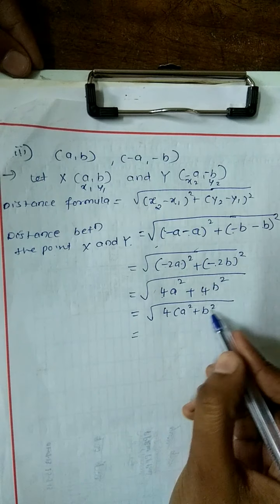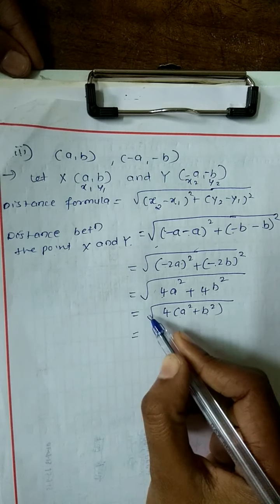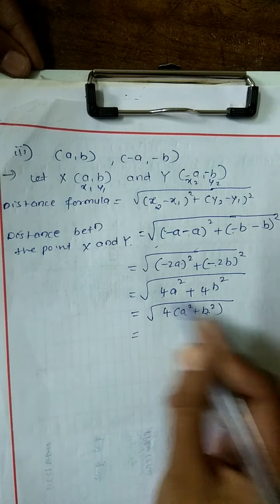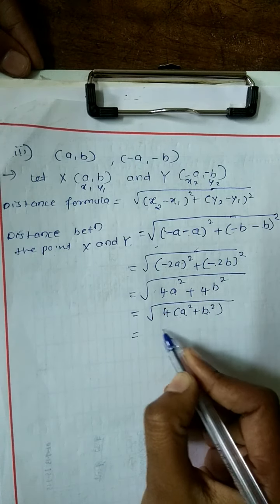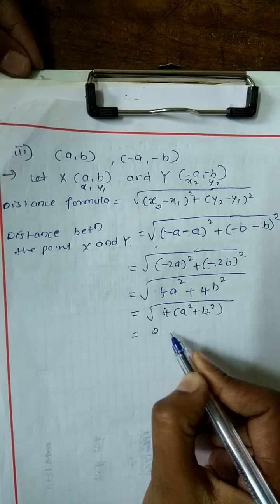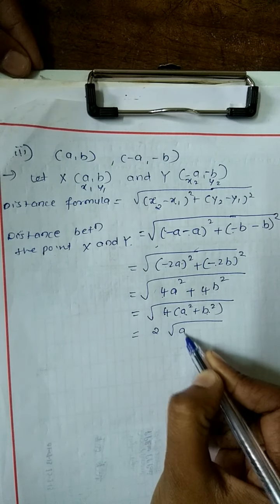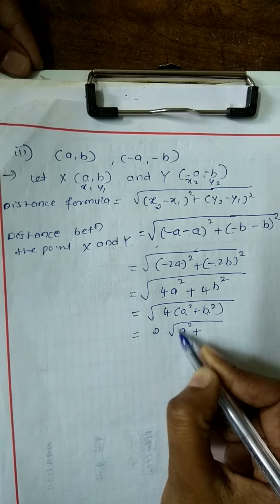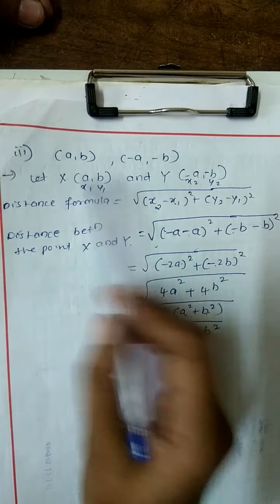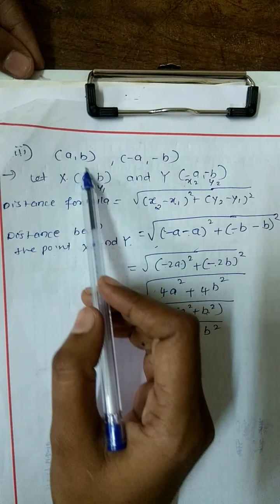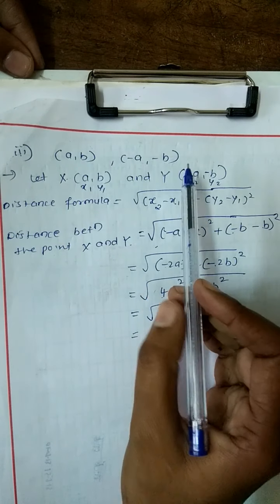We don't know the values of a and b, so we cannot find those squares or the square root. But we can find the square root of 4 because 4 is a square number. So the square root of 4 is 2, and inside the square root remains a squared plus b squared. So this is the distance between the points X and Y, whose coordinates are (a, b) and (minus a, minus b).